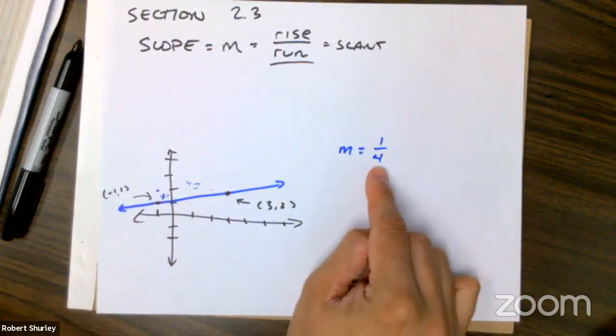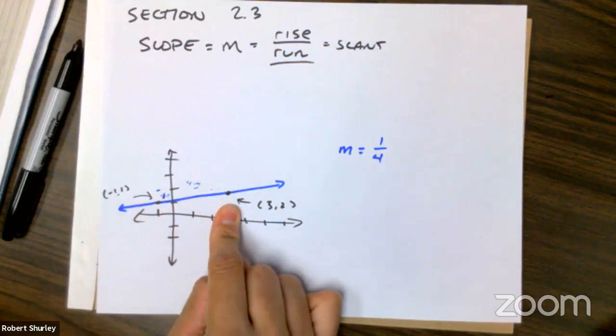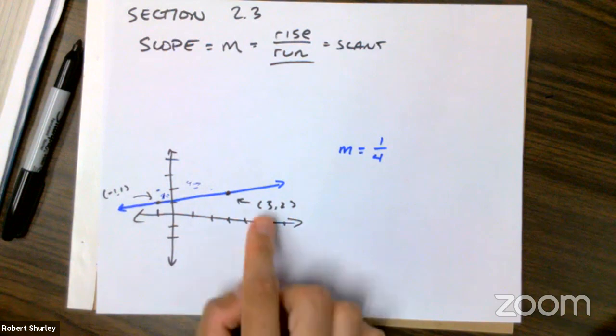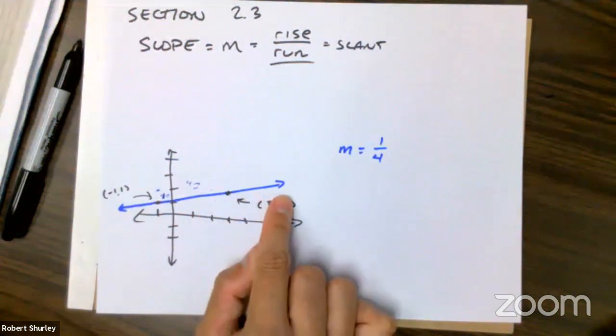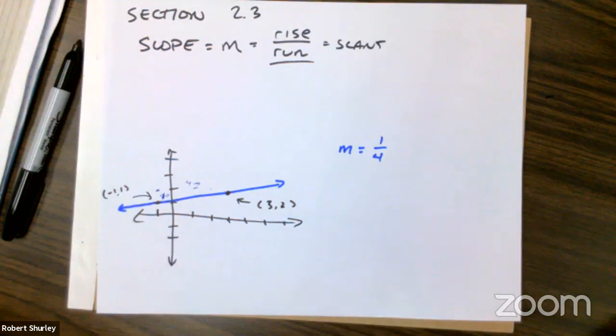What this means is that for every 4 units we run in the x direction, we rise 1 unit. This is consistent for the entire line. We could do that over and over again, and it's no big deal. If you go on to take a business calc or calculus class, you need to focus on slope, because slope is really talking about change. Slope doesn't tell us where the line occurs. It just tells us the change in the line.